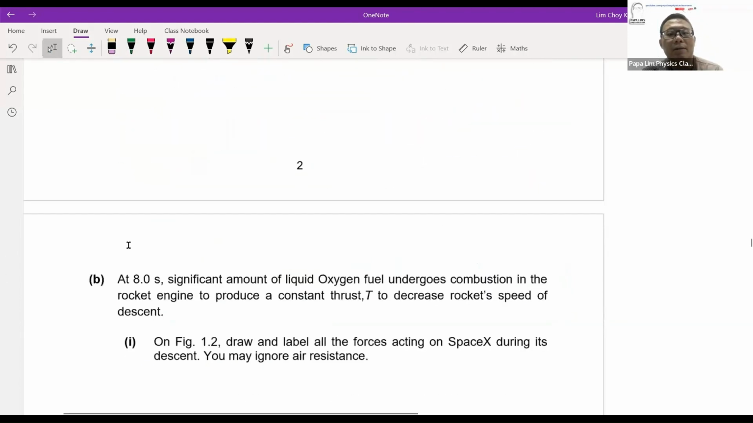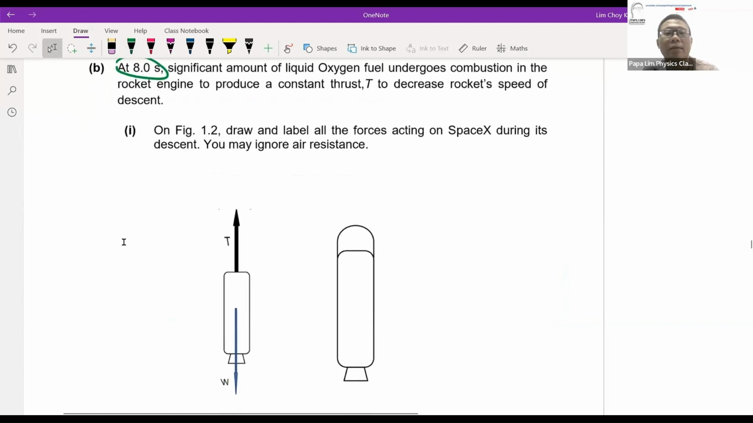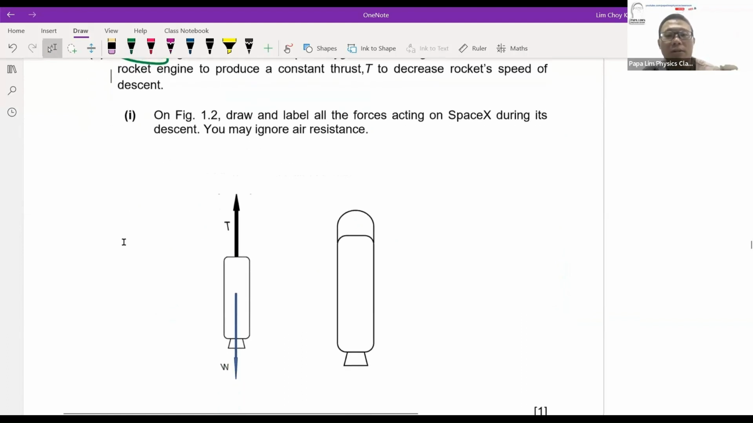Now, for part B, you are asked to draw the free body diagram for SpaceX during the descent. One of the obvious things we all know, since the mass is given, is that there is definitely weight acting on the SpaceX. So weight is pointing downwards, and the thrust is given by the rocket. The thrust would be to slow down the rocket when it is descending, so the thrust will be pointing upwards.